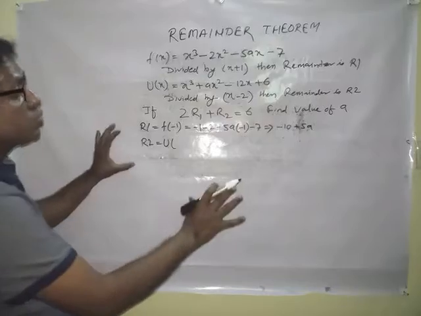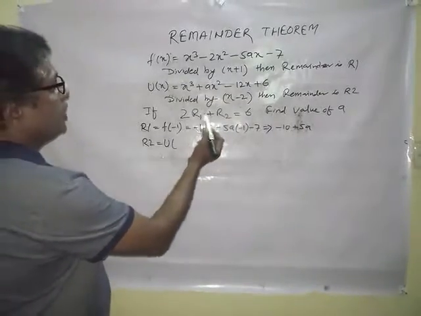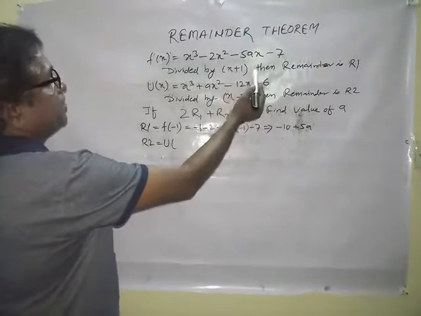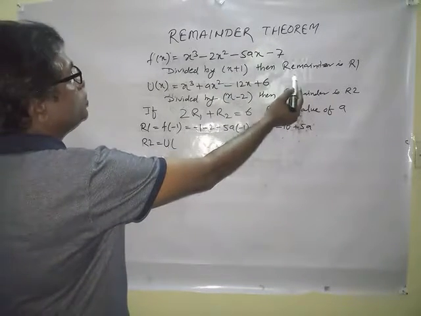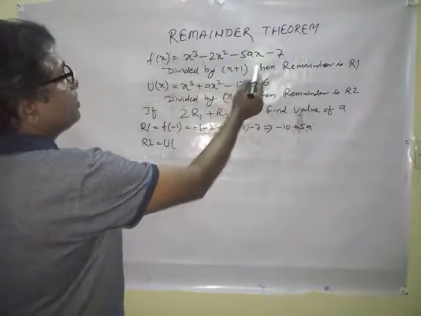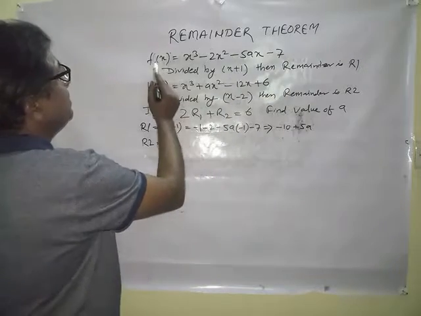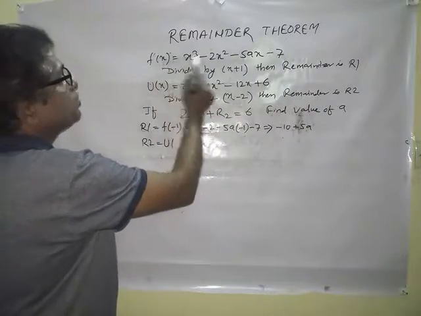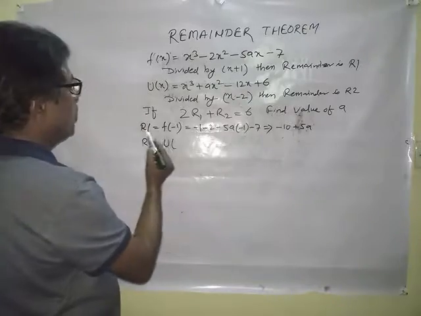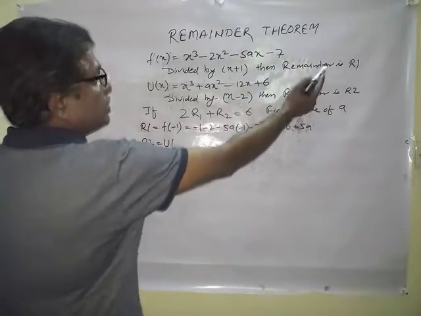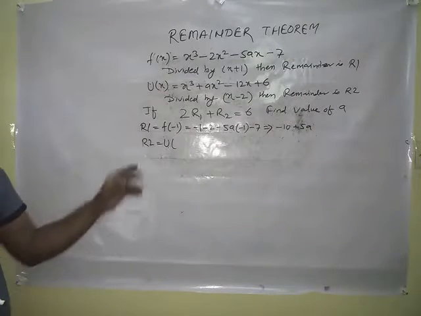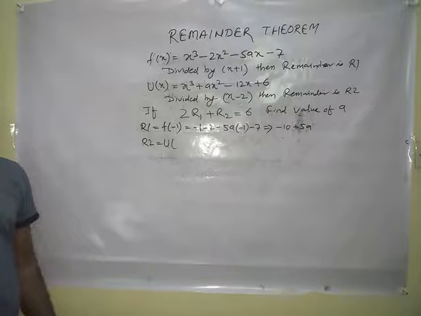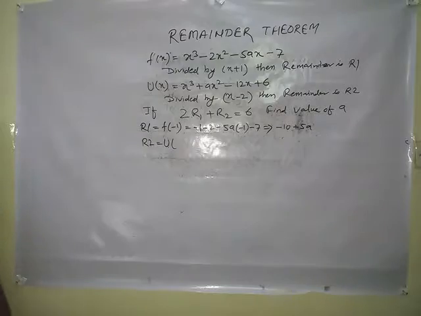I'm doing it a short way. You have to find out, as per the remainder theorem, x minus 1 is equal to 0. So x is equal to 1, then f(1) is equal to so and so, given in the question. So R1 is equal to this. Do it the long way, then only you will get marks in your exam.